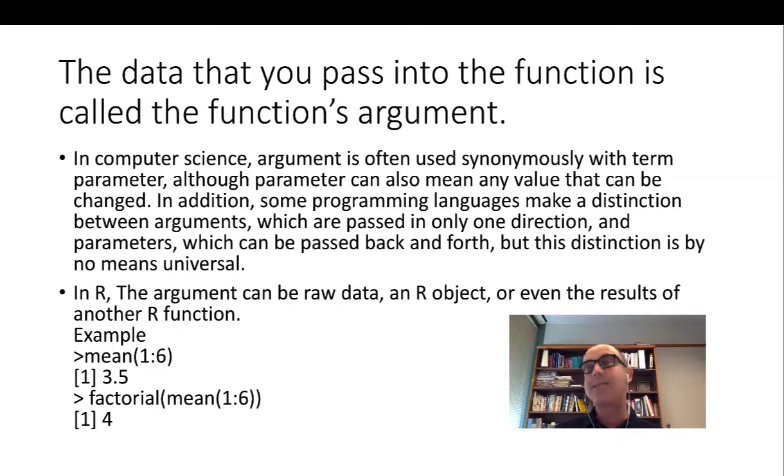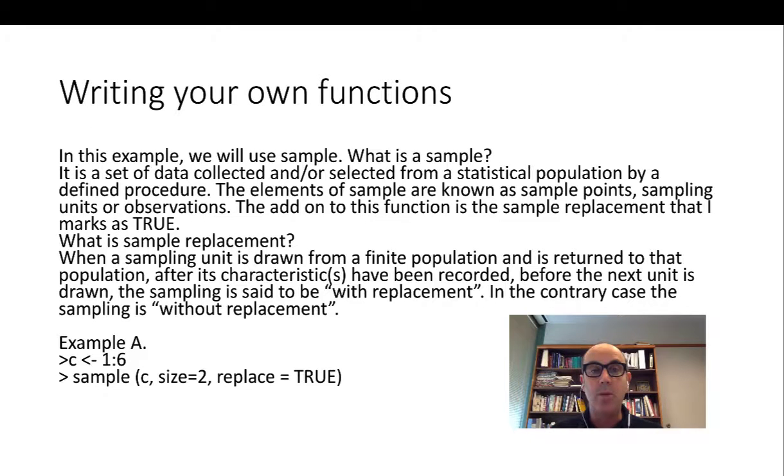So in this case, the mean, I call it a function, and the argument is 1 to 6. By doing that, I can calculate the mean between 1, 2, 3, 4, 5, and 6, and it will come up with the result, and those results are the basic arguments. You can also write your own function.